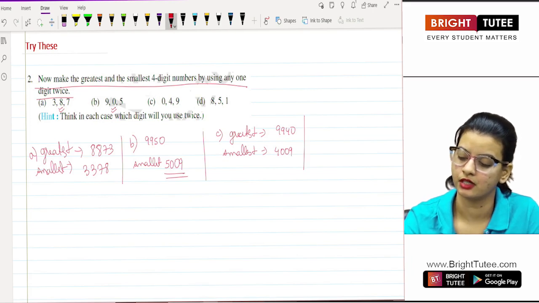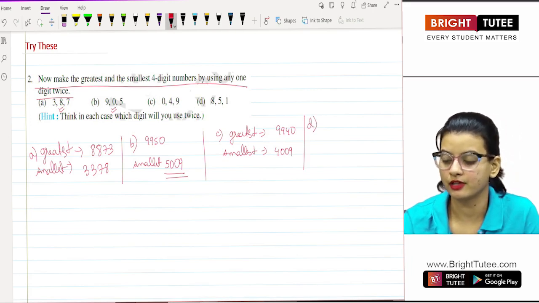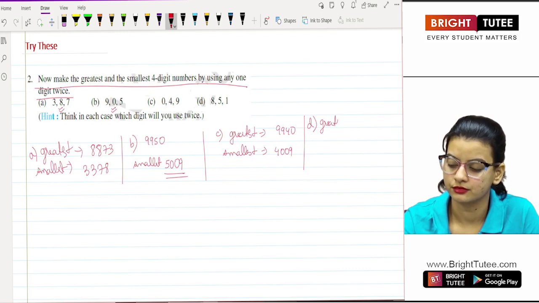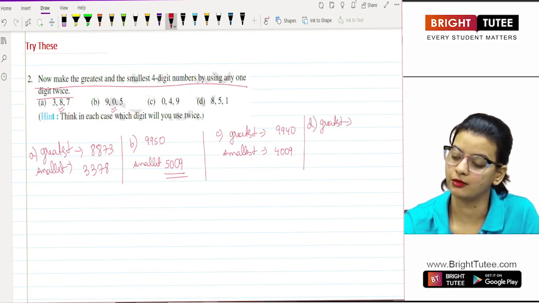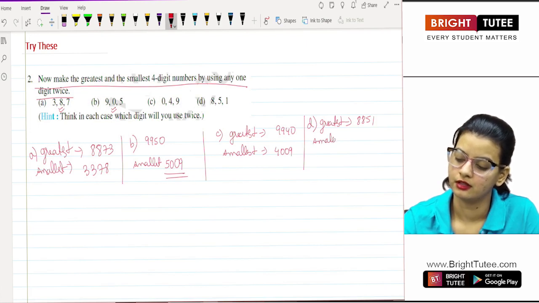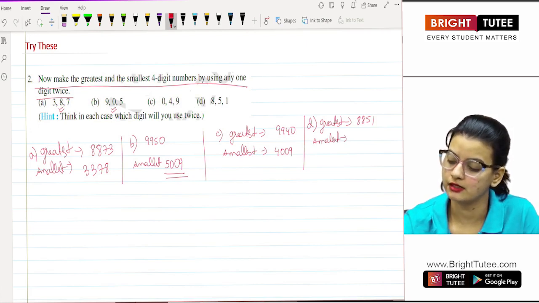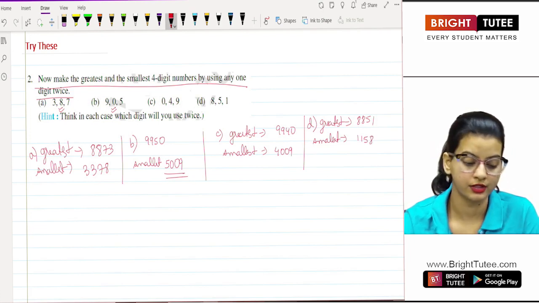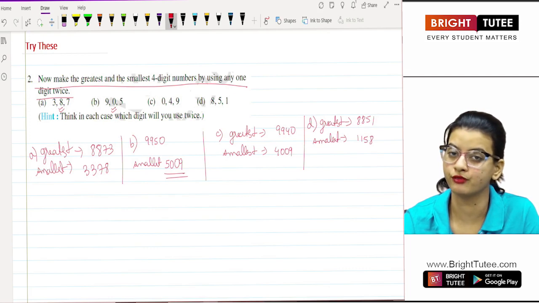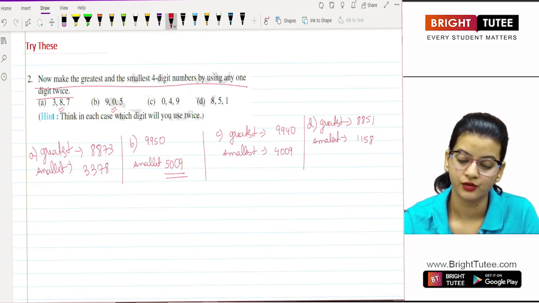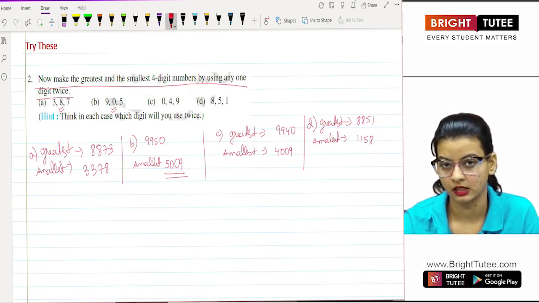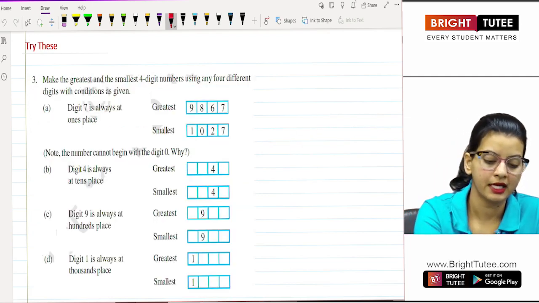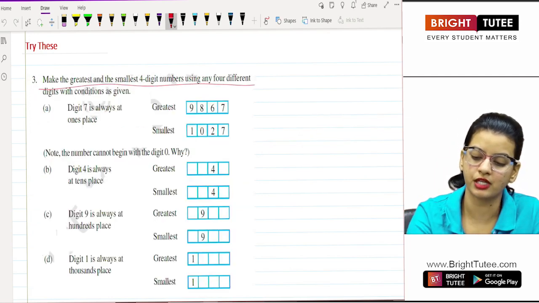Okay, right. The last one, 8, 5 and 1. Okay, so the greatest that I can make is 8, 8, 5, 1. The smallest that I can make is 1, 1, 5, 8. Okay. So this way what we have done, we have used 4-digit numbers to make the greatest and the smallest numbers. Now make the greatest and the smallest 4-digit numbers using any 4 digits with conditions as given.